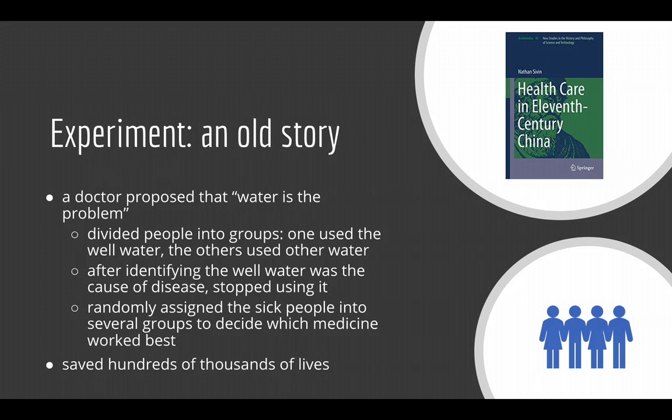Then you keep going until you find the right amount of the right medicine, which can actually help people and get them back to health. All right, so this is the idea about experiment that saved hundreds of thousands of lives in the capital city in the Song Dynasty. I think this is fascinating. Here I have the book. It's called Healthcare in 11th Century China. This is where I got this story from.